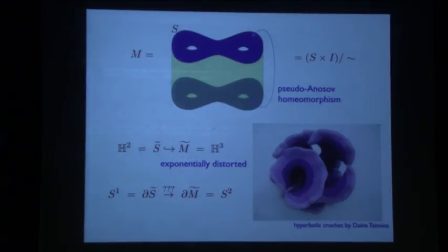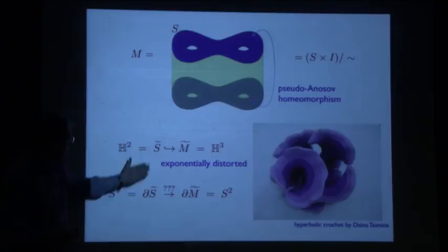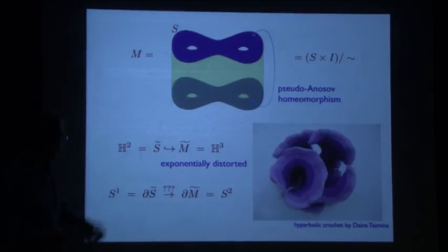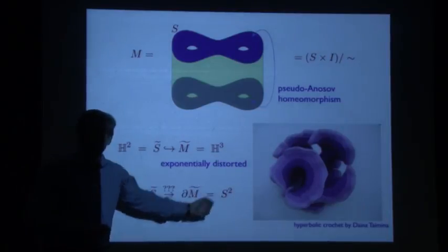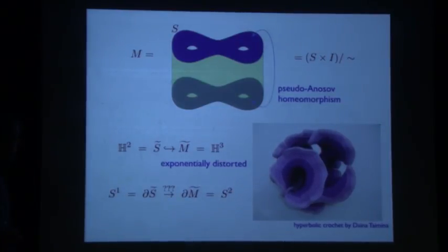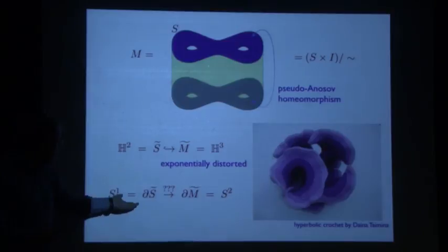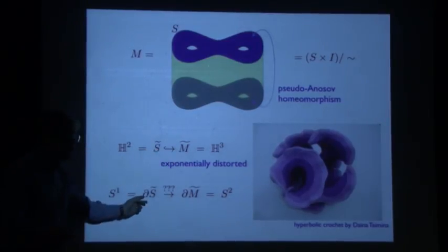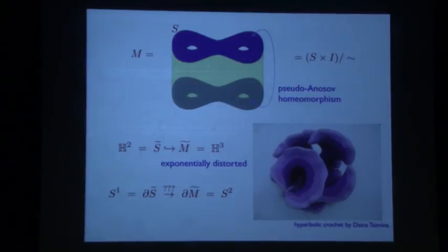Now, the boundary of the universal cover of the surface, the boundary of hyperbolic 2-space, is a circle, and the boundary of hyperbolic 3-space is a 2-sphere. And so you might think that you get a map. So the inclusion here would induce a map on the boundaries. Okay, so does it? And if so, what's it like?